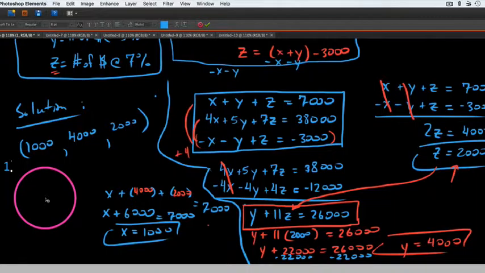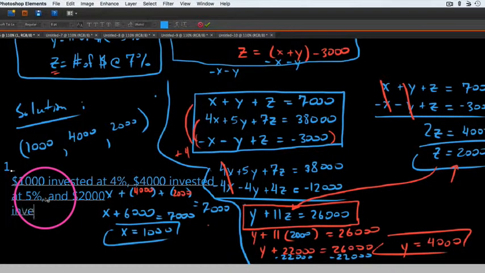There are $1,000 invested at 4%. We've got $4,000 invested at 5%, and we had, I suppose, looks like $2,000 invested at 7%, if this is the case.